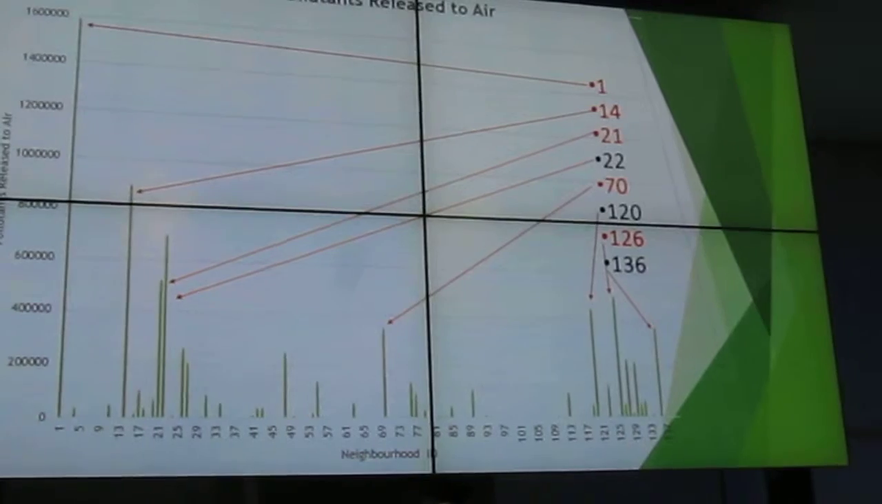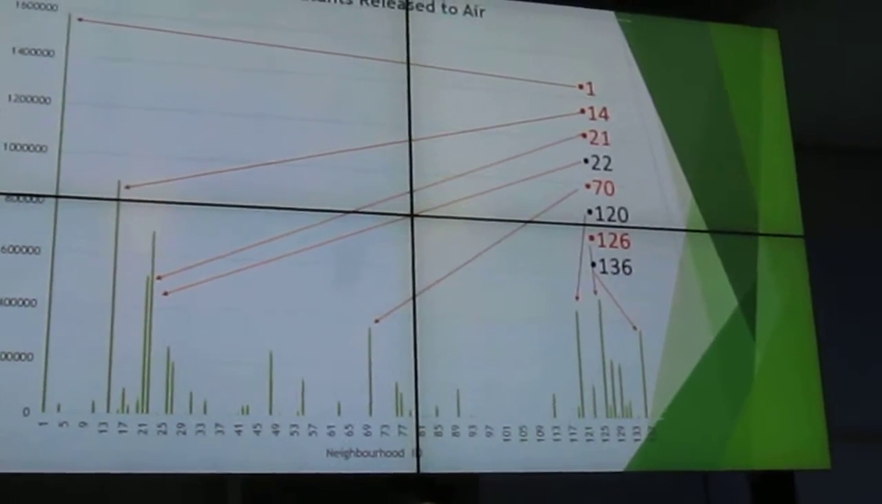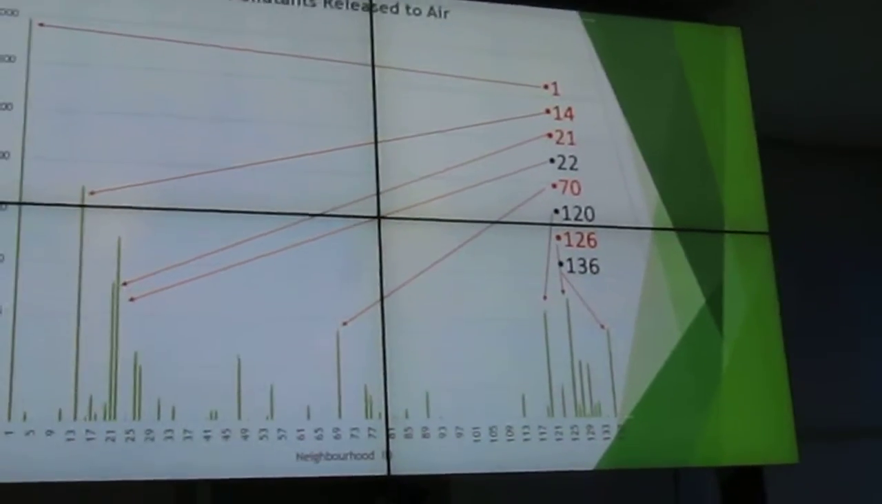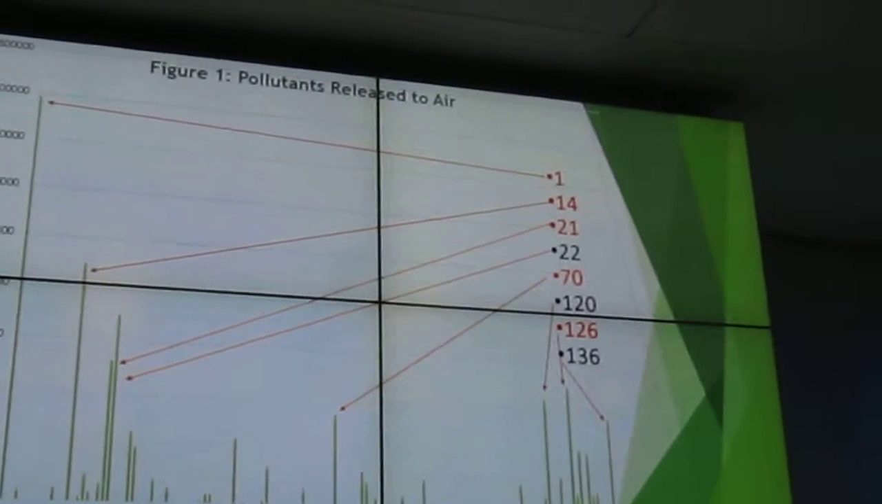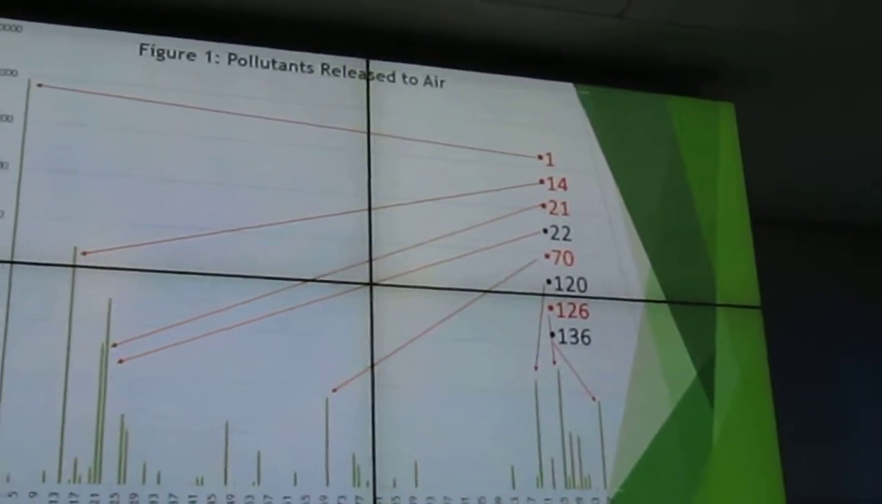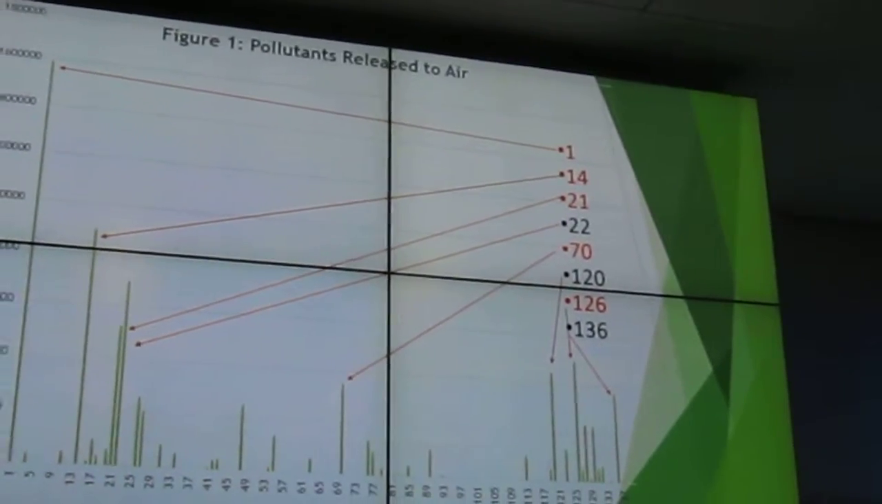The ones highlighted in red are the ones that our program found are in critical condition. The ones that are in black are the ones that did not make our list. And then we have graphs which show the TP scores of all the neighborhoods.